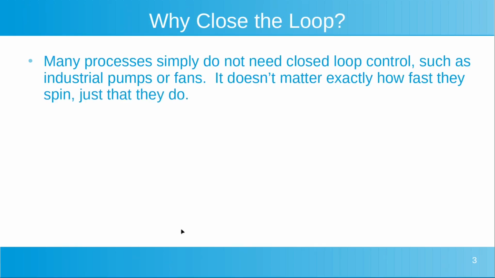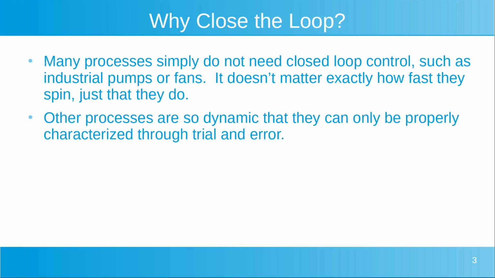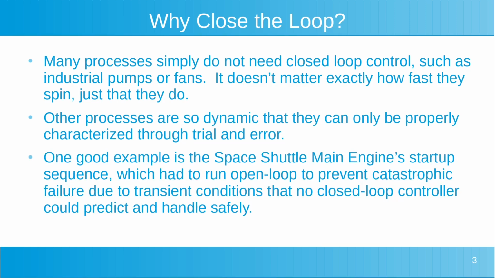Many processes simply do not need closed loop control, such as industrial pumps or fans. It doesn't matter exactly how fast they spin, just that they do. Other processes are so dynamic that they can only be properly characterized through trial and error. One good example is the Space Shuttle main engine startup sequence, which had to run open loop to prevent catastrophic failure due to transient conditions that no closed-loop controller could predict and handle safely.